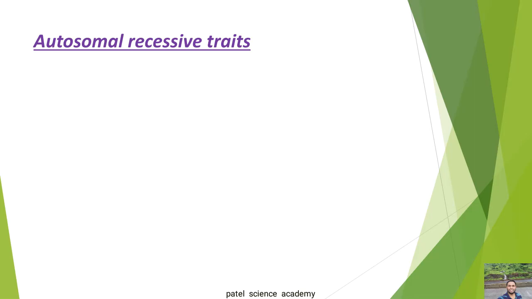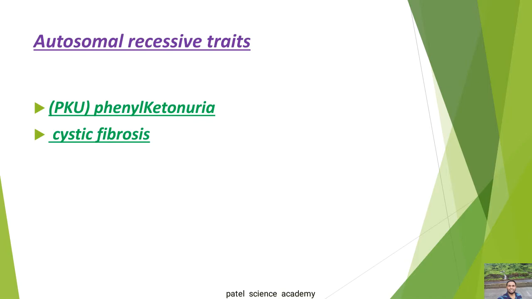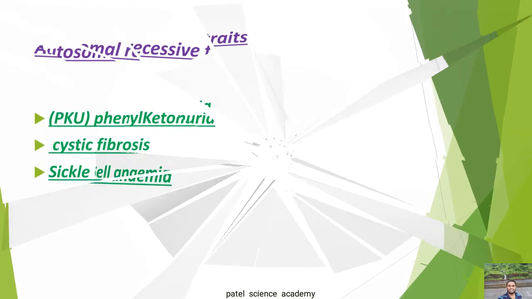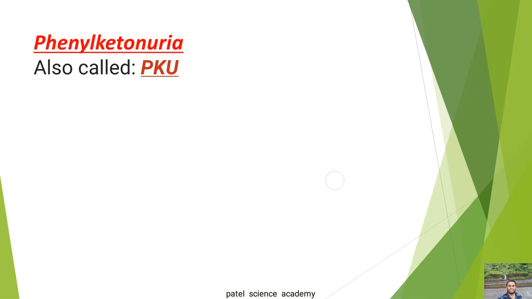Now we'll go for the autosomal recessive trait. Previously I have explained to you about the autosomal dominant trait, the example was widow's peak, and I hope you have learned it well. Now we'll see the autosomal recessive trait. So it is an inborn metabolic disorder which is called PKU, phenylketonuria, and cystic fibrosis and sickle cell anemia. All these are examples of the autosomal recessive trait.